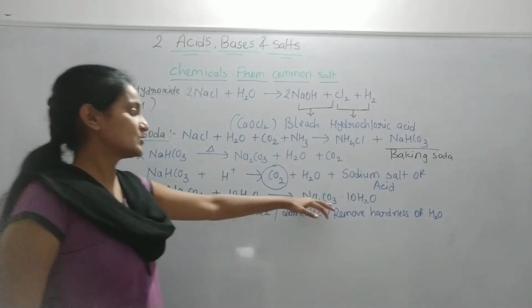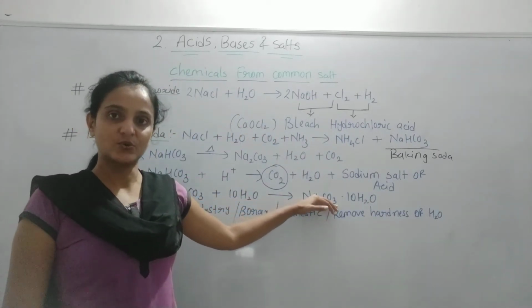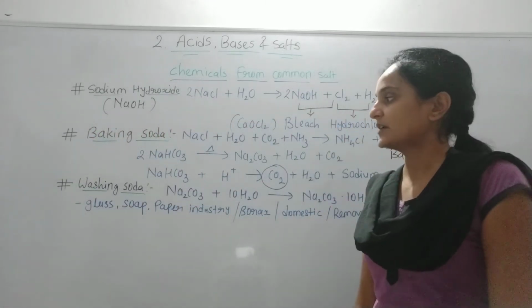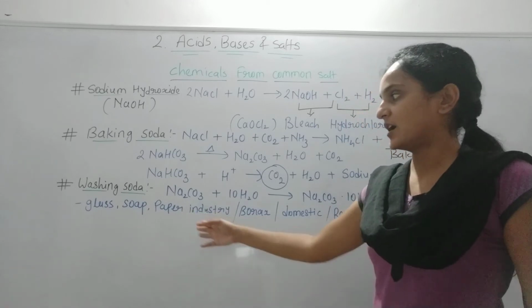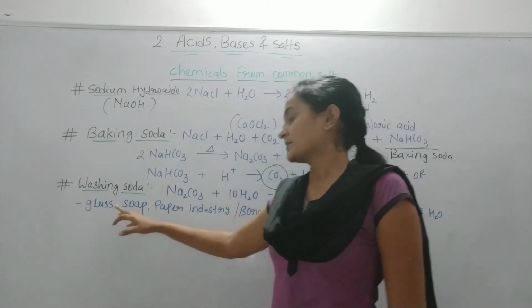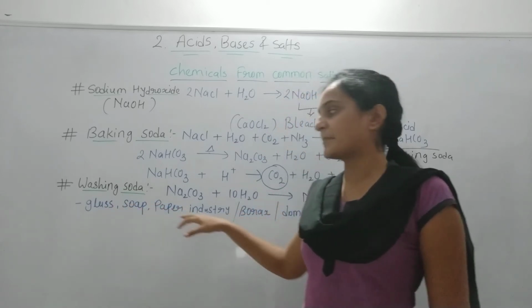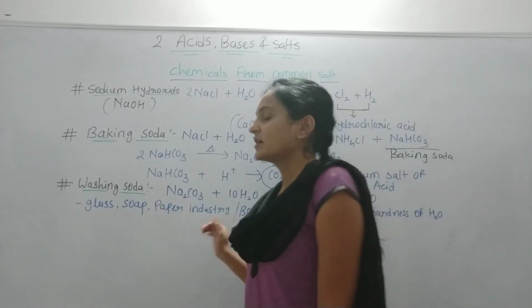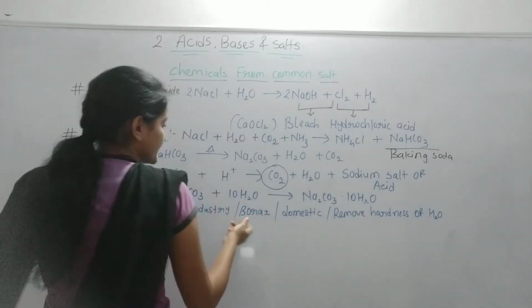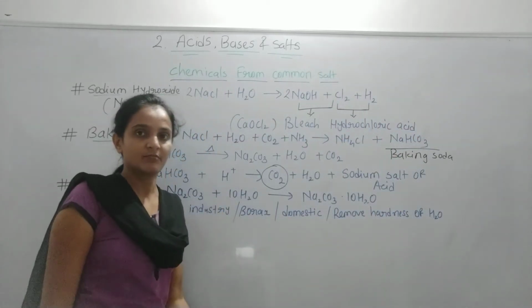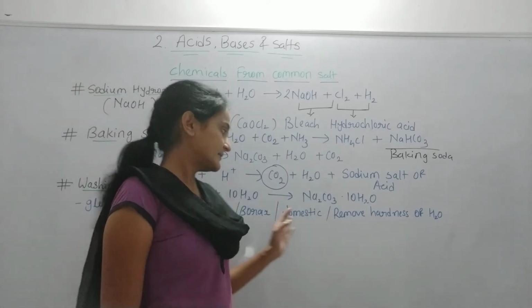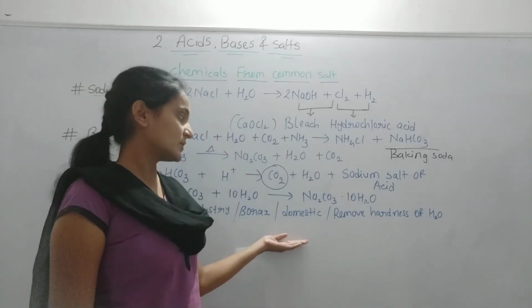This is known as the washing soda, and we all know the uses of the washing soda. It is used in the glass, soap and paper industries. Then, by using the washing soda, borax can be prepared. Then there is domestic use, cleaning the clothes, etc. That is the domestic use of the washing soda.